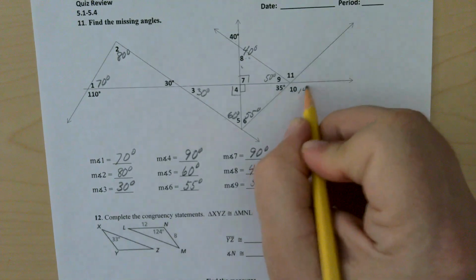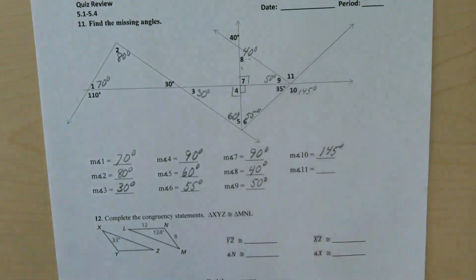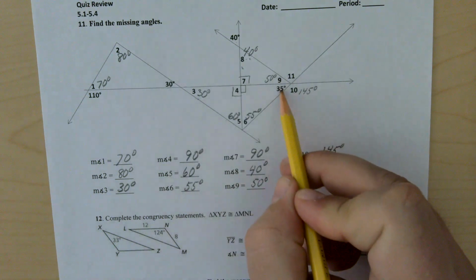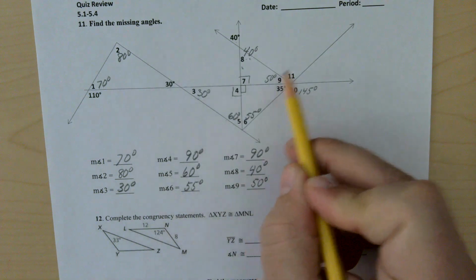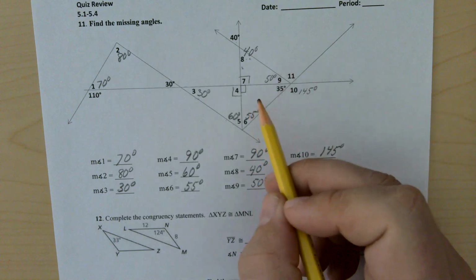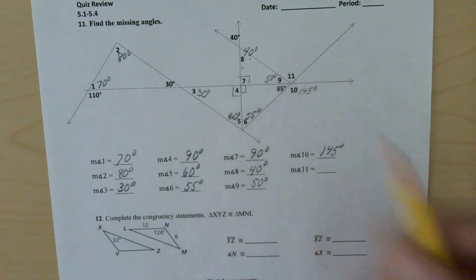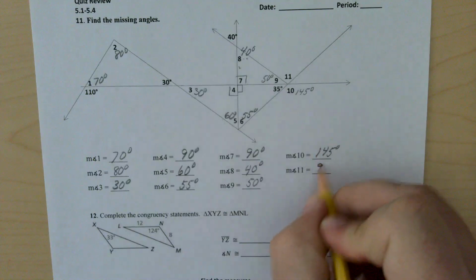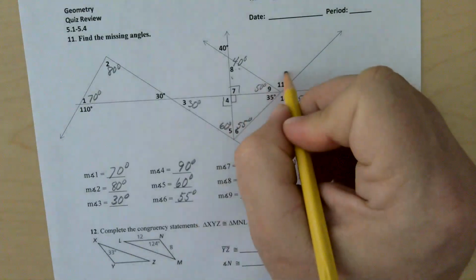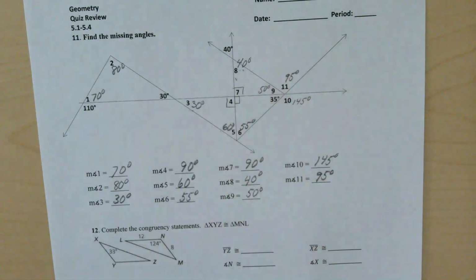And then let's label that. And then finally, angle 11, we have to add the 50 and 38 together and then subtract that from 180. So 180 minus 85 is going to be 95. So that forces this to be 95 degrees. Again, you should be able to recognize what type of angles you need to refer to be able to find the missing angle.